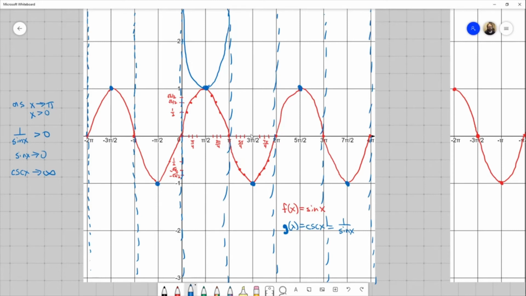On the interval pi to 2 pi, sine of x is negative. We're below the x-axis here, which means that cosecant is also going to be negative. We still have this reciprocal relationship, though, where when the red graph gets close to 0, its reciprocal graph gets very large, although in this case large and negative.